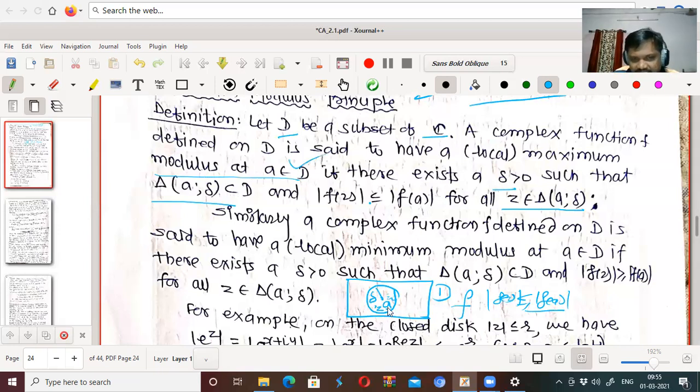We have taken a here, anywhere. So if your point is a here also, then there should exist a delta, and a disk having center at a and radius delta.